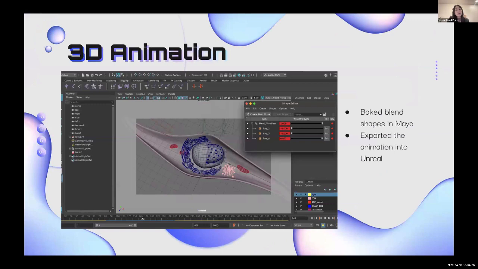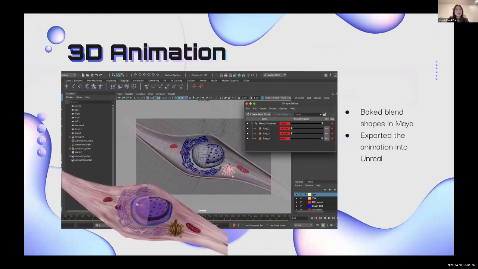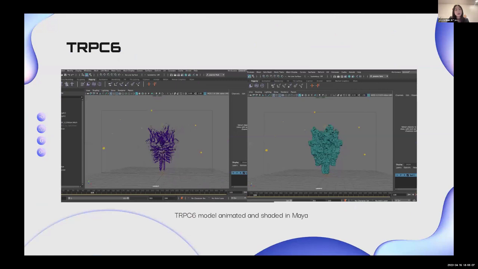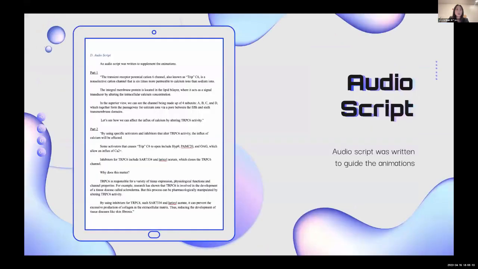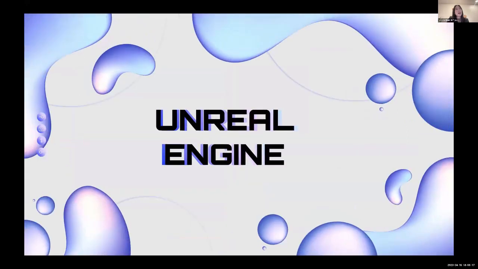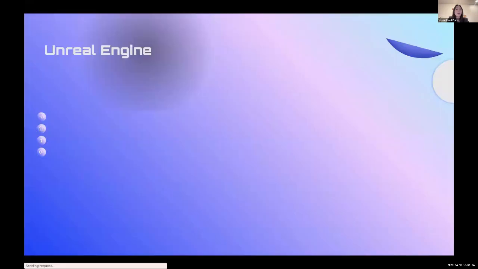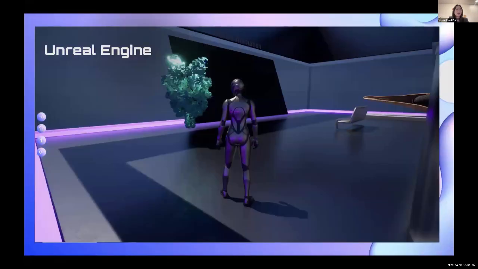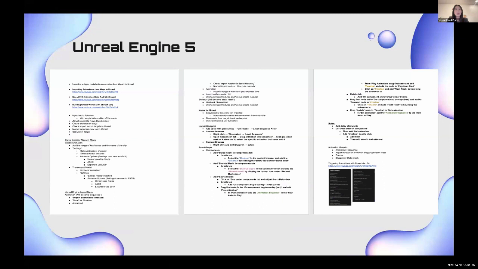And you can see here, I used Maya to create the 3D animations using blend shapes, and then exported the baked animations into Unreal. And the same thing with the TRPC6 model, which I rigged. I also wrote an audio script to help guide the pacing of the animation. And then I imported the animations into Unreal Engine. There were a lot of issues that arose using Unreal and a lot of research that had to be done. But here is an example of how it looks in Unreal and some of the research I had to do as well.